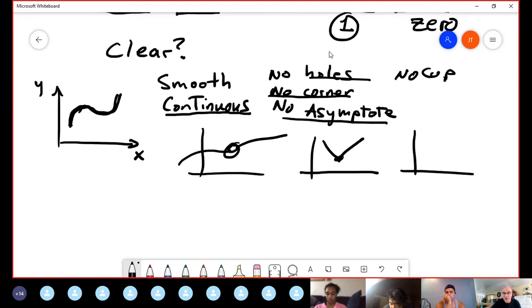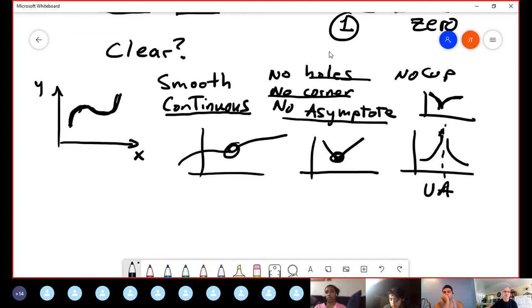An asymptote is something like that. And you never touch it. This is a vertical asymptote. Never. It never has a cusp. A cusp is something like that, similar to the corner, but a little bit curvy, like that.